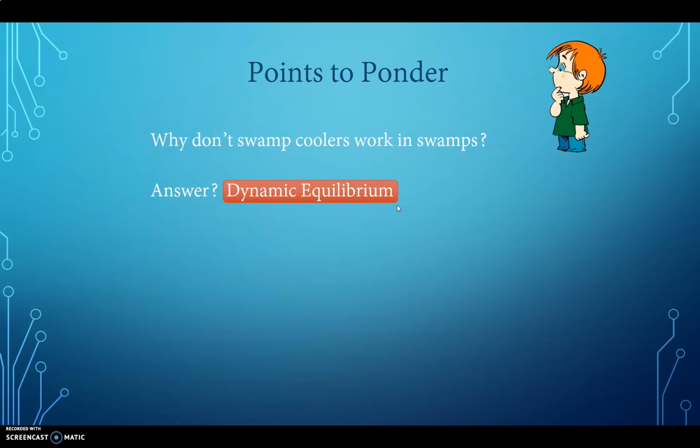So a gram of water molecules leaves, and it takes with it 2,260 joules of energy, yay. But then another gram of water molecules from the air condenses back down, and they release 2,260 joules of energy, so you have ended up gaining nothing. So swamp coolers really only work in dry climates. In Arizona, very common. Almost everyone has a swamp cooler because it's a hot, dry climate.